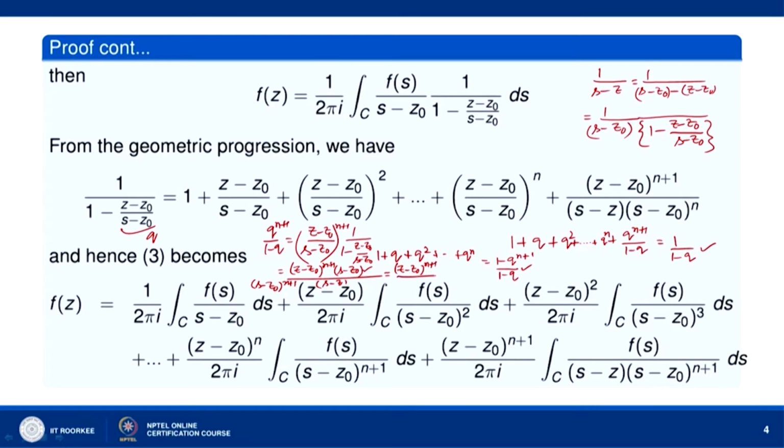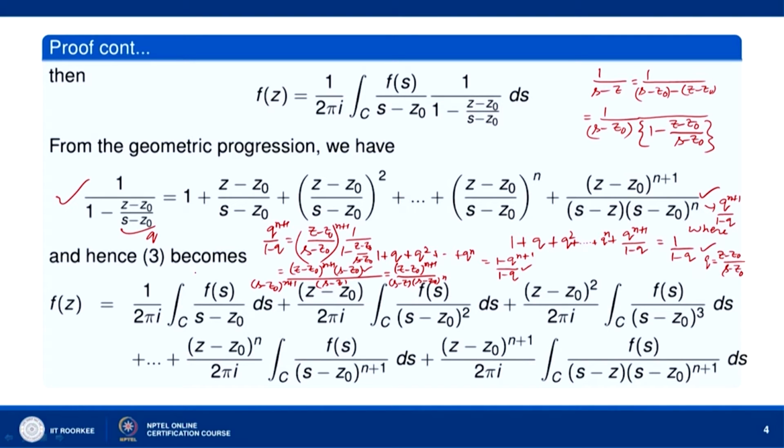upon (s minus z) into (s minus z naught) to the power n, okay. So, this is this term. This term is q to the power n plus 1 divided by 1 minus q, where q is equal to (z minus z naught) over (s minus z naught), okay. So, this is how we have written this equation.